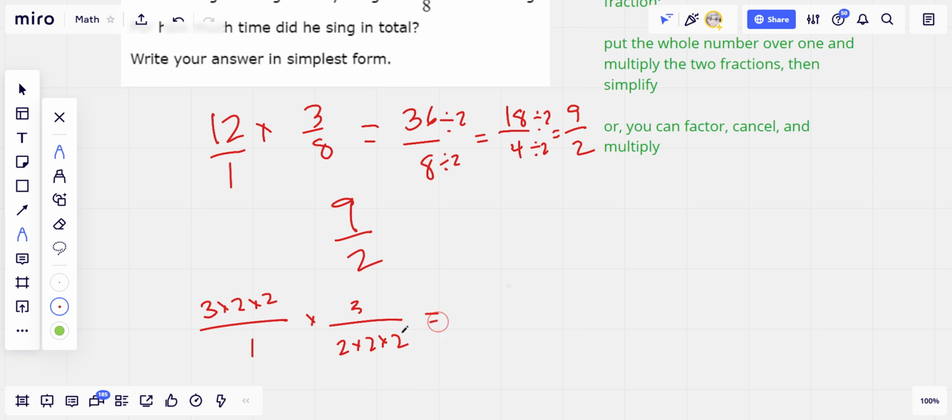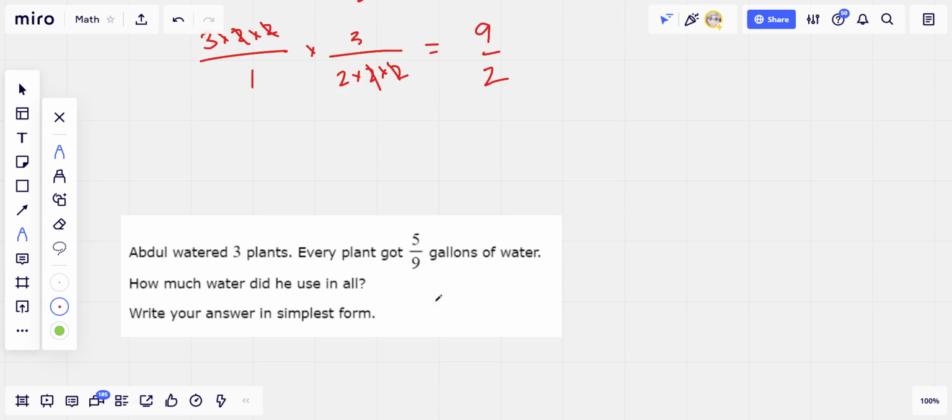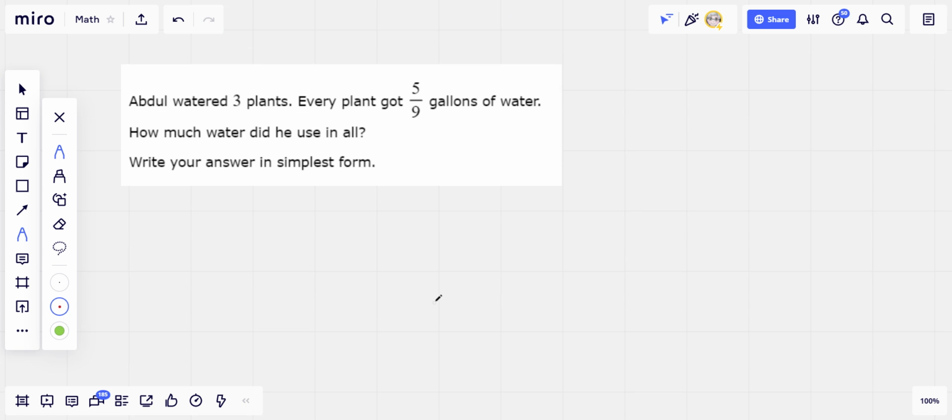And now, before we do the multiplication, we cancel. Anything that's the same on the top and the bottom, we can cross out one of each. So I've got a 2 here and a 2 here. I've got another 2 here and another 2 here. Now we multiply across the top. 3 times 3 is 9. Multiply across the bottom. 1 times 2 is 2. And we get 9 halves without any simplification steps needed. So give it a try. You might like it. Let's do one more word problem here for practice.